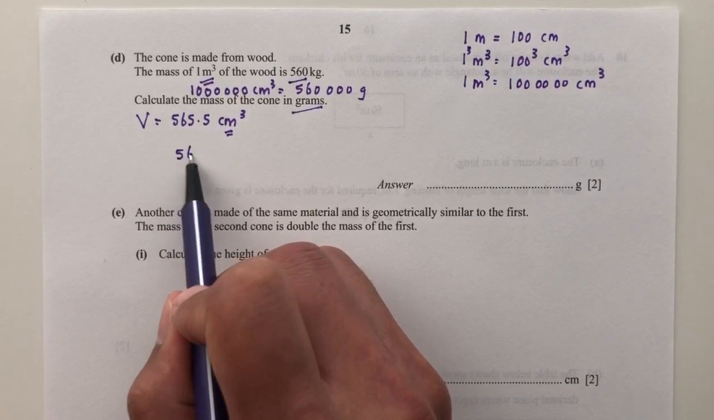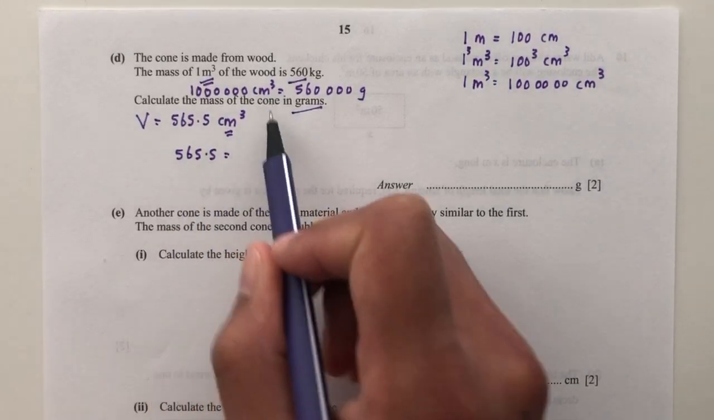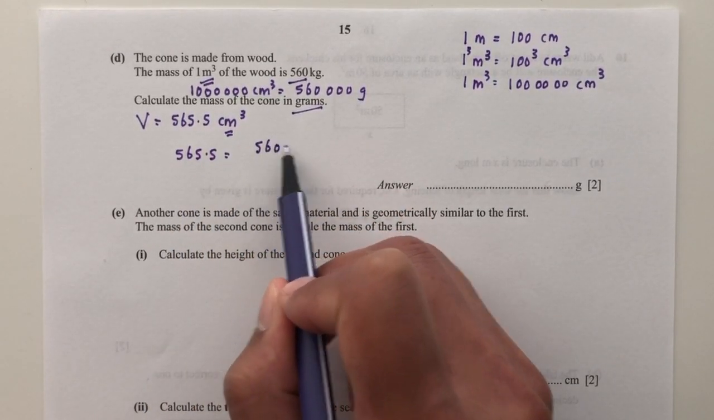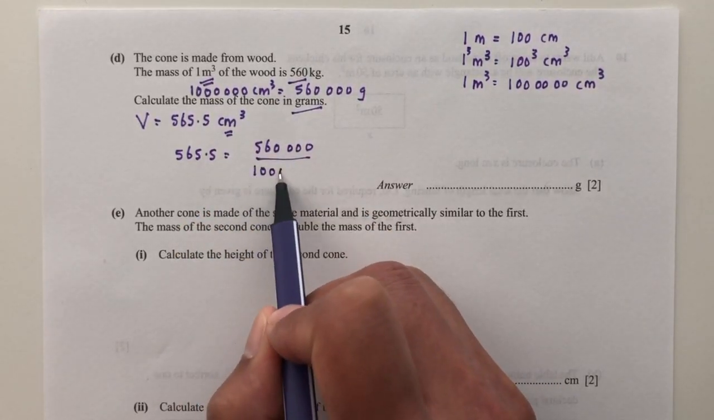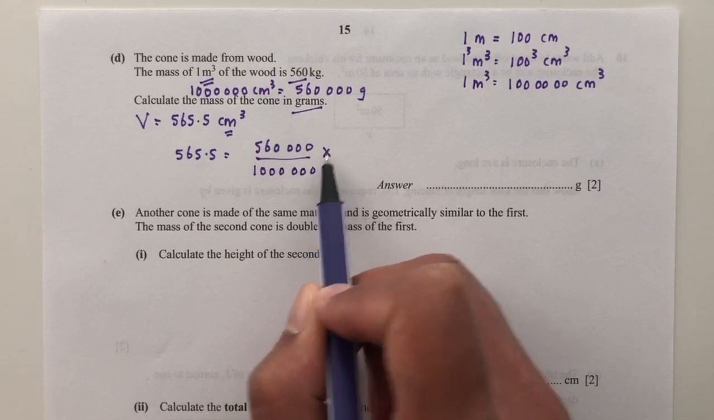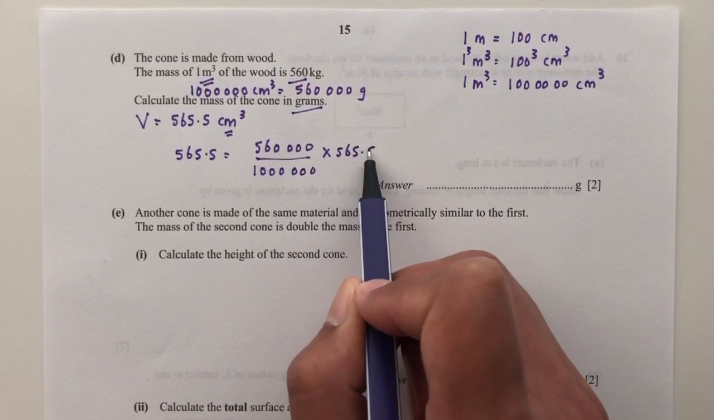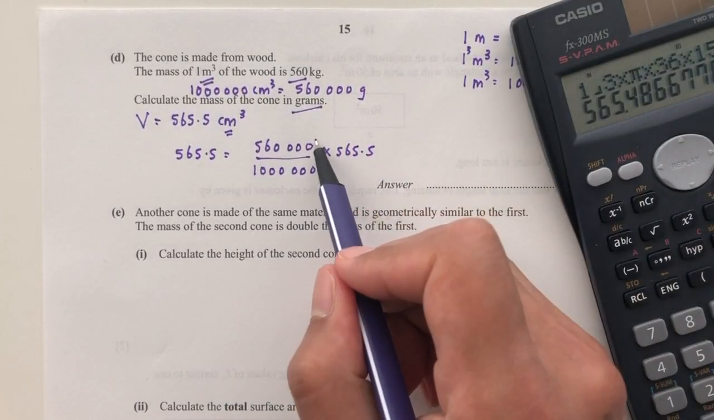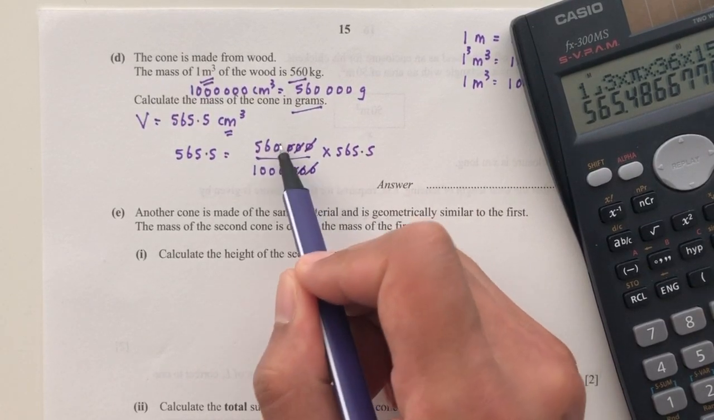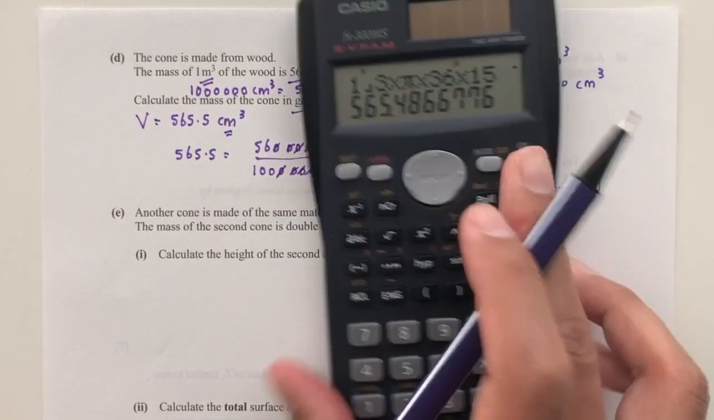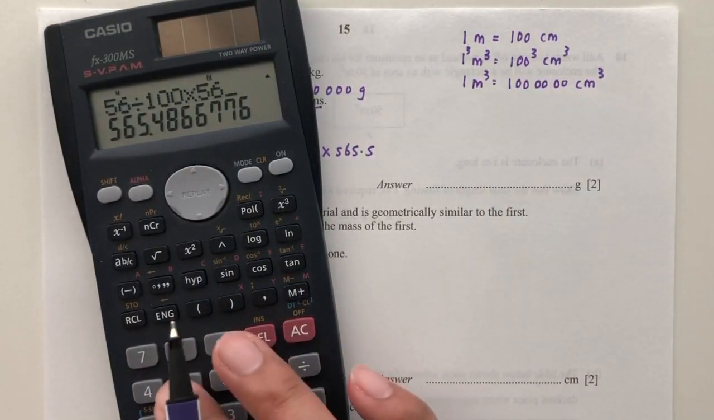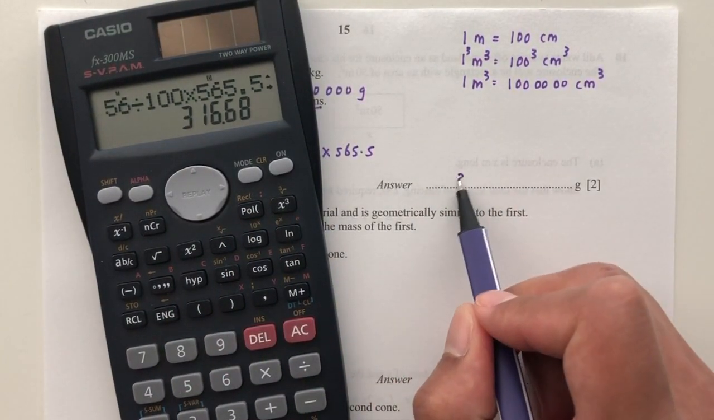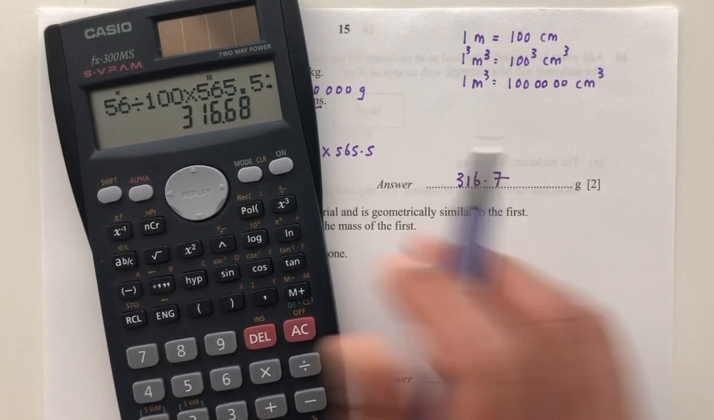So let's find this value. What is 565.5? That will be 560.123 divided by 1 million, times 565.5. That will be 316.7 gram for the mass of the cone.